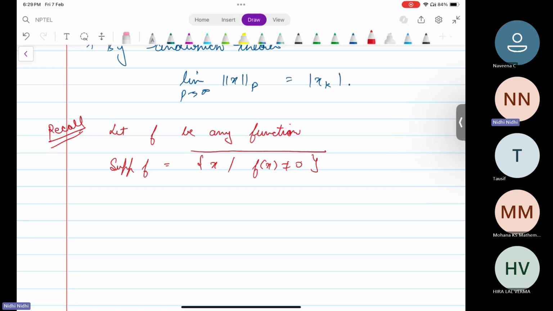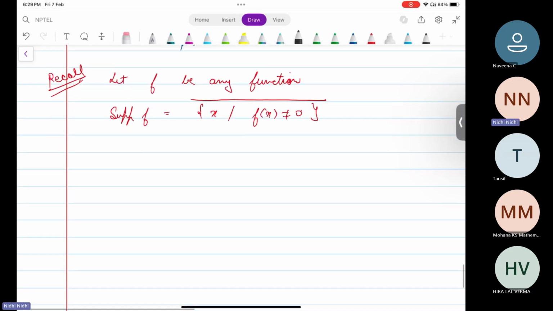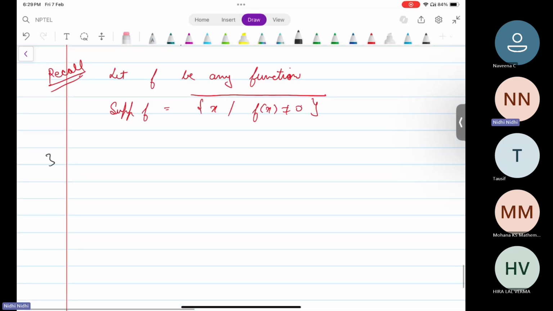So when we are saying that a function is continuous and has compact support, suppose the range is R, in that case the support should be some closed and bounded interval type term. Okay, then you'll be able to understand the next question.